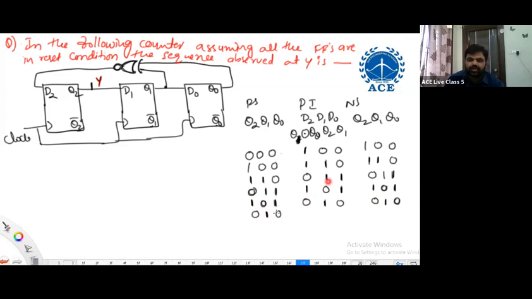Now Q1 XNOR Q0, 1 XNOR 0 is 0. And Q2 is 0, Q1 is 1. What is the next data? 0, 0, 1. Then what is the next cycle? 0, 0, 1 becomes the present state.